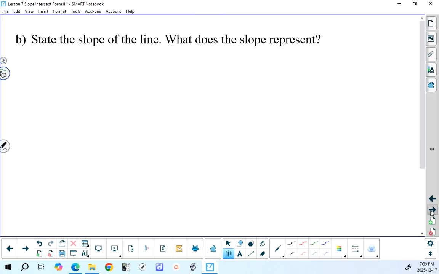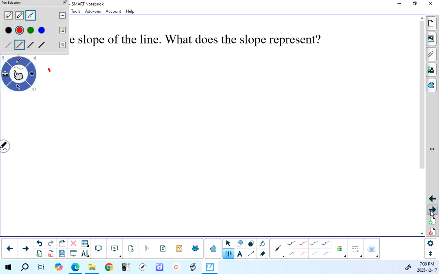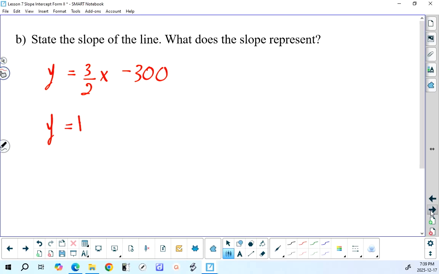And I'll rewrite it on the next page here. The equation is y is equal to 3/2 x minus 300. In order to make sense of this, I'm going to take 3 divided by 2 and write this as y equals 1.5 times x minus 300. And we're asked for the slope of the line. Well, the slope of the line is the number in front of x. So the slope of the line is equal to 1.5.